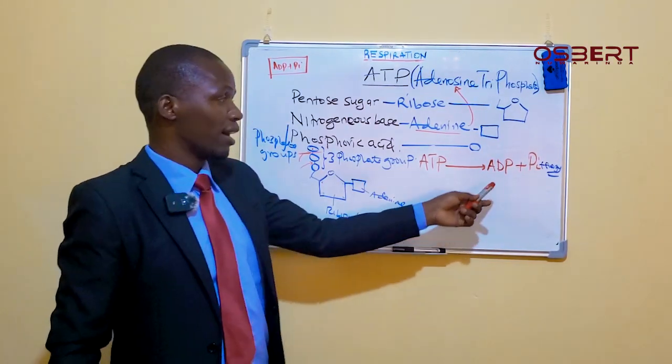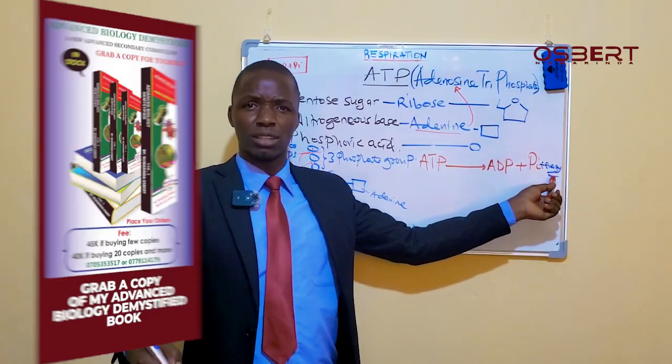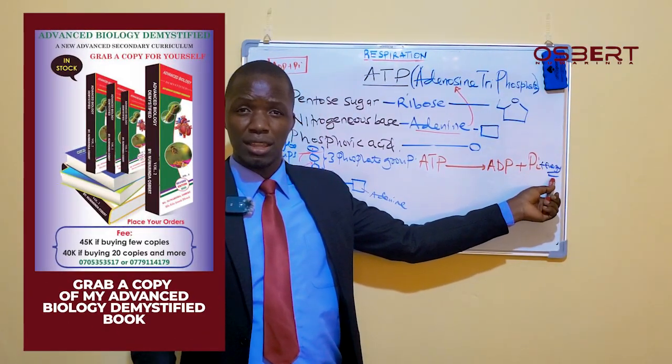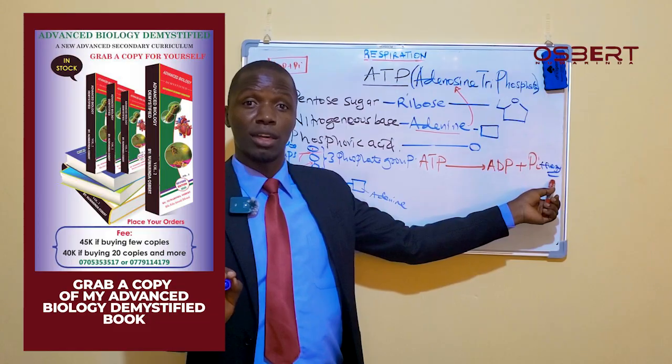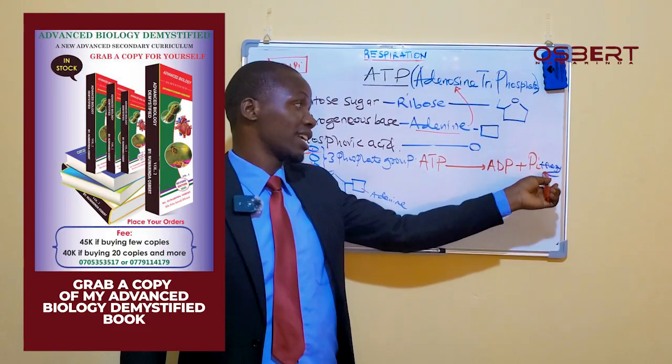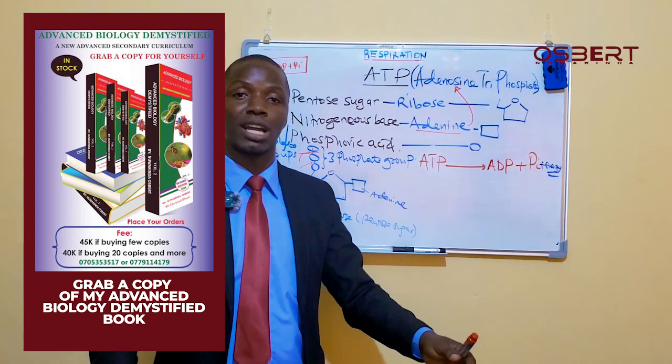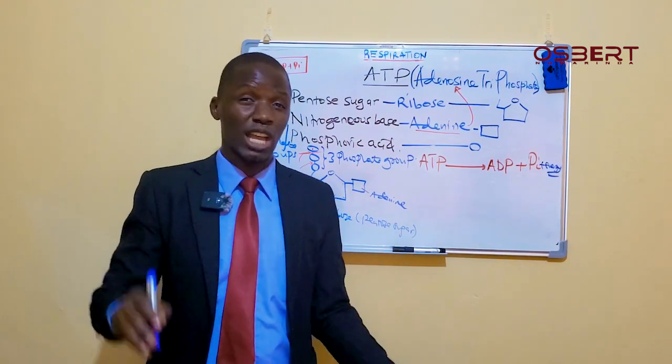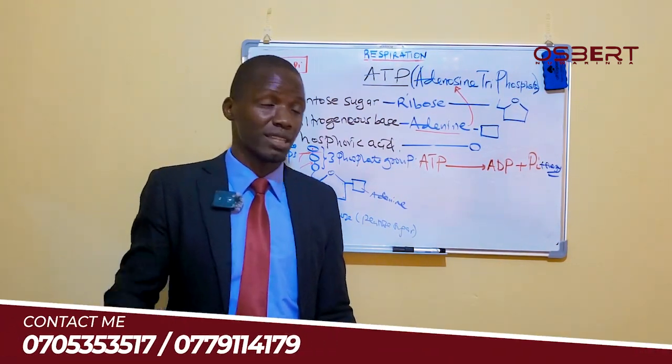For example, if you try to read this, the energy can be around 30. Some books say 30, some others say something else, but it's around 30.4 kilojoules which are released. You get? So that energy can now be used by the cell to do some functions, which I already told you about in the previous videos.